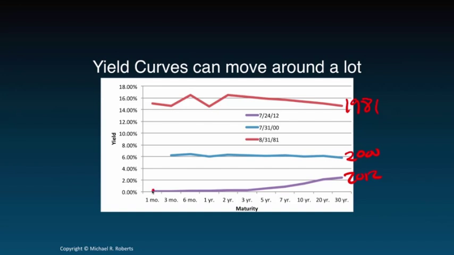Today, for short-term loans, they're not paying any interest. The interest rate's basically zero. But back in 1981, the interest rate was around 15%.